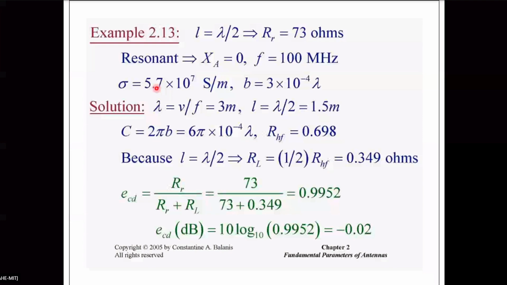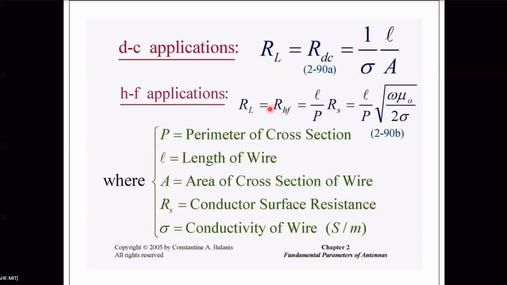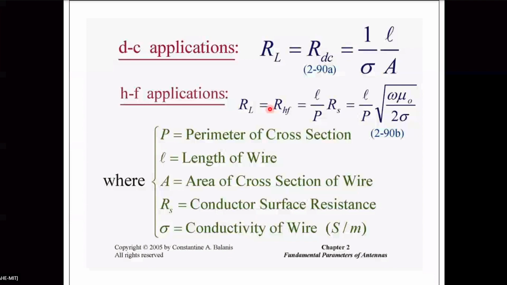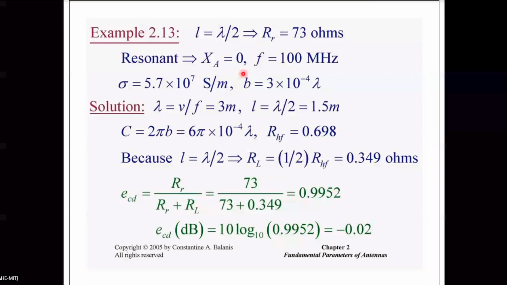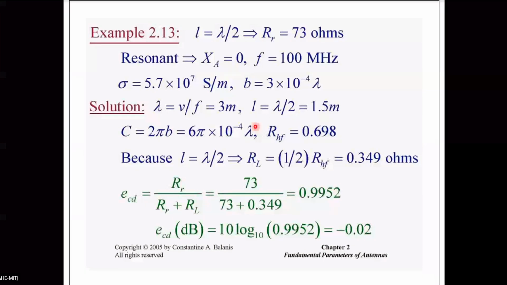So sigma is given, B. What is B? In the previous slide it was given. B is not given. B is the conductor diameter of the wire or something like that, radius of the wire. You have to see the example in the textbook. I think it's the radius of the wire. See, circumference is 2 pi b, so it is the radius of the wire. So RHF is this. Any questions on this slide?